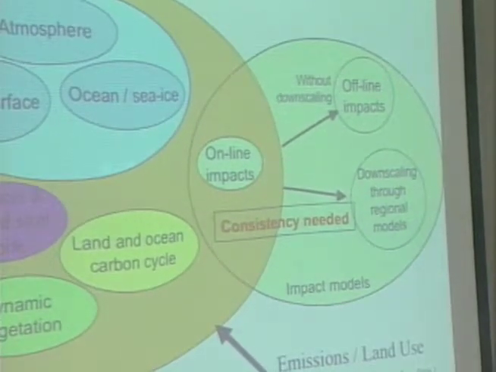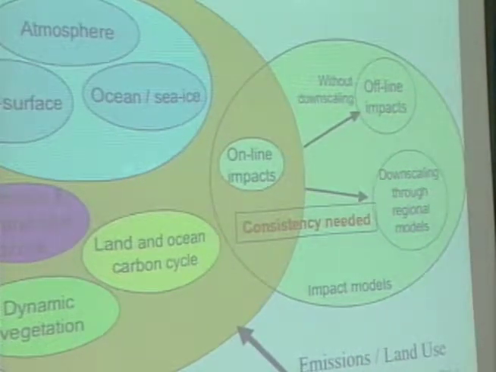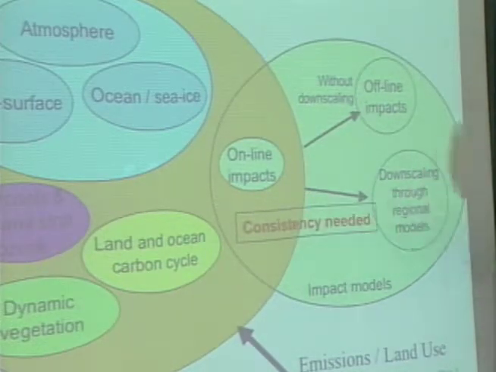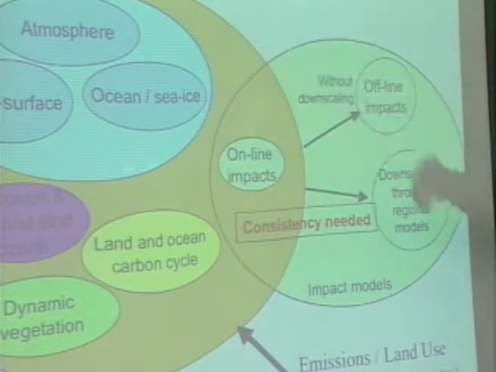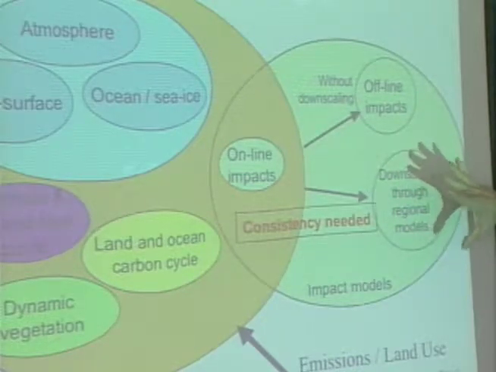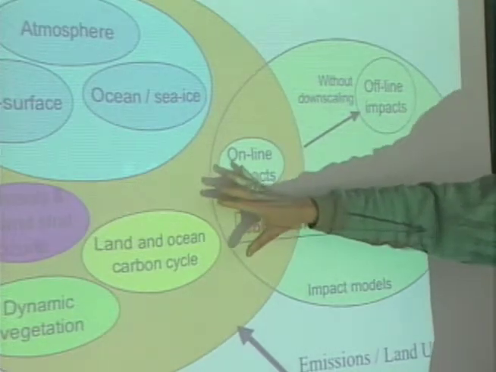Then there's still a number of impacts you can do offline, and there is a number of impacts where you've got to go to higher resolution using regional models or even very high resolution models. And something which isn't clear to me, I've got different answers depending on who I talk to, is how much consistency you need between the Earth system model or the climate model and the regional model, which is used for downscaling the climate change and diagnosing the impacts. Some people want a lot of consistency, so they want a regional model which is as close as possible to the climate model.